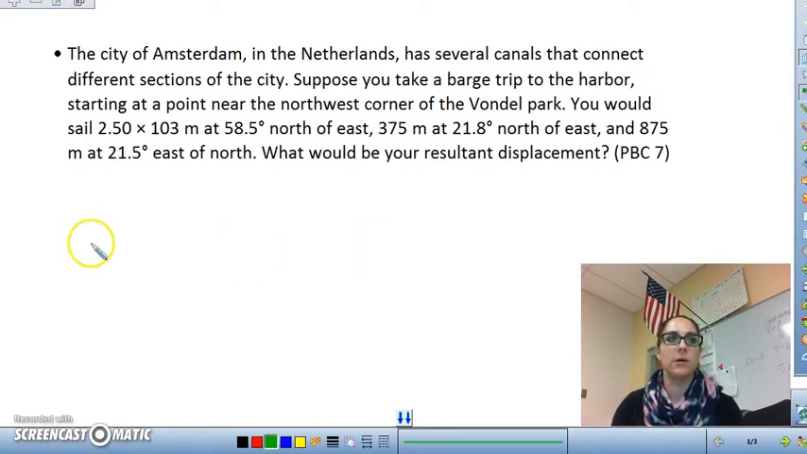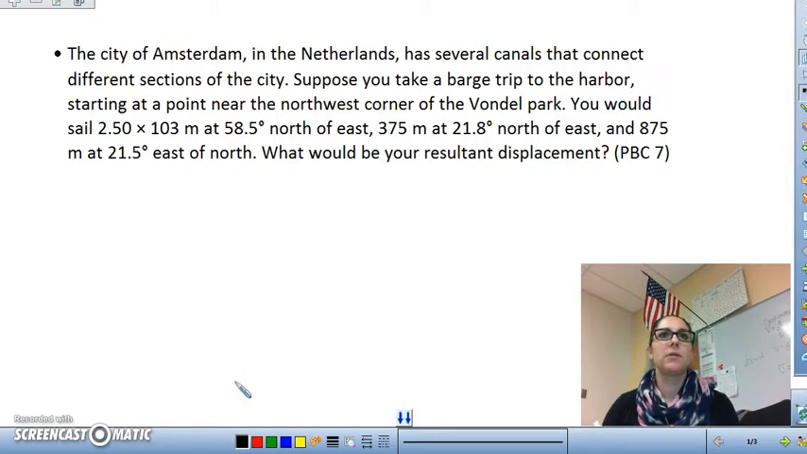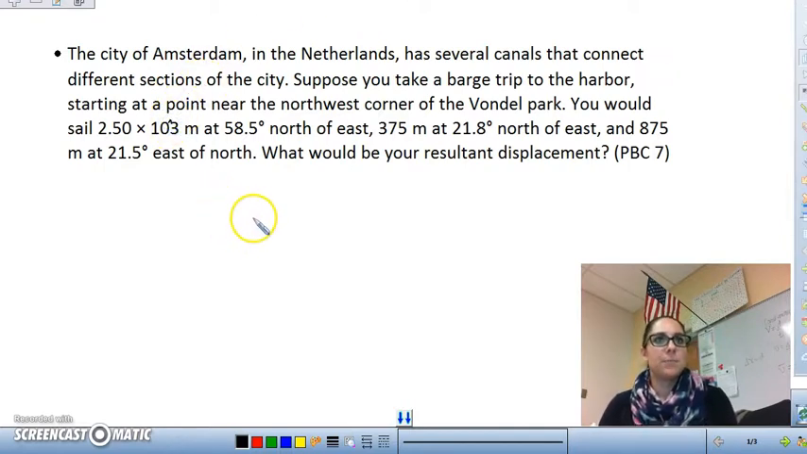Let me get this ready to go. And the problem is we're in the city of Amsterdam in the Netherlands, and it has several canals. Suppose you take the barge trip to the harbor, starting at the point near the northwest corner of the park. You would sail 2.5 times 10 to the third meters at 58.5 degrees north of east, 375 at 21.8 north of east, and then east of north. So what is your displacement?